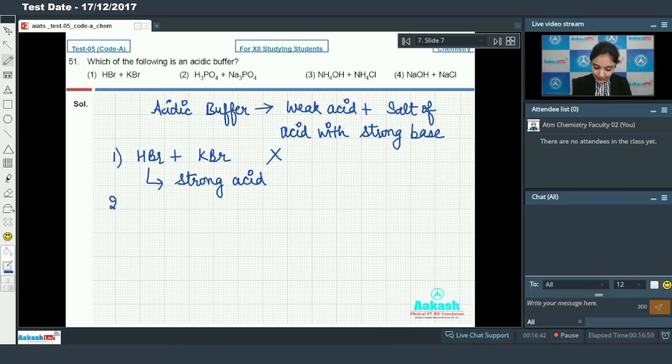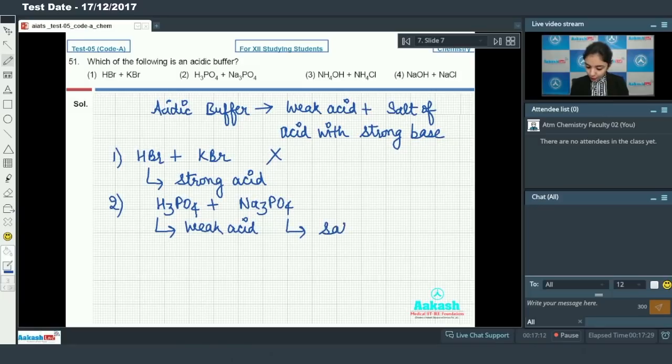So now you have the second option in which you have H3PO4 and Na3PO4. In this case you know that H3PO4 is a tri-basic acid and it is a weak acid. And Na3PO4 is a salt of acid, that is H3PO4, with strong base NaOH. So our condition is fulfilled now. So this will be our correct answer.